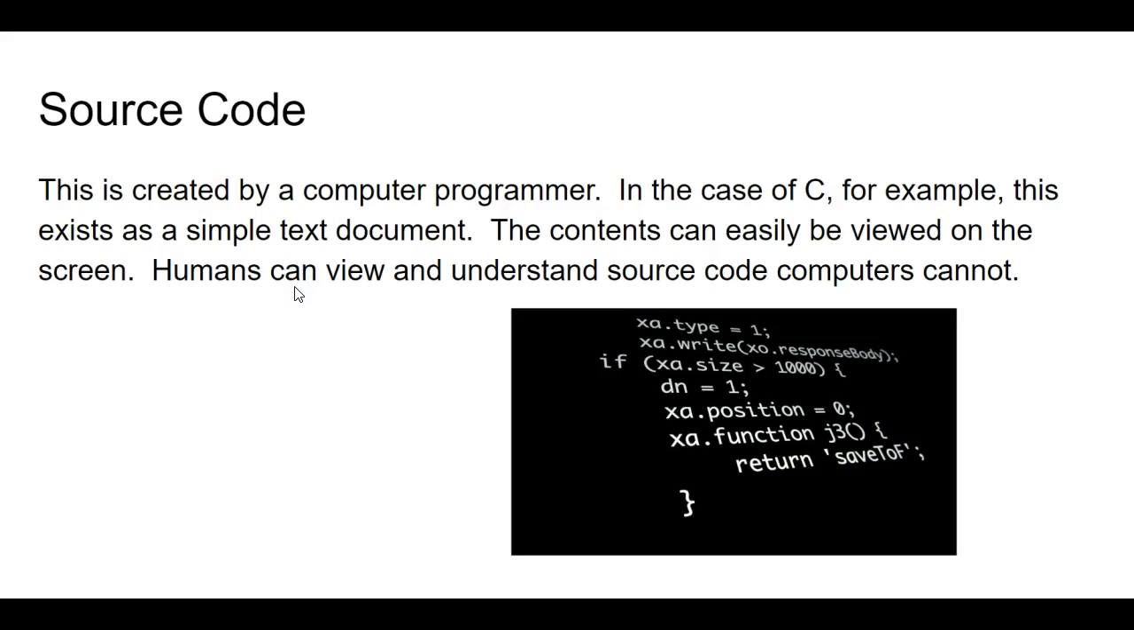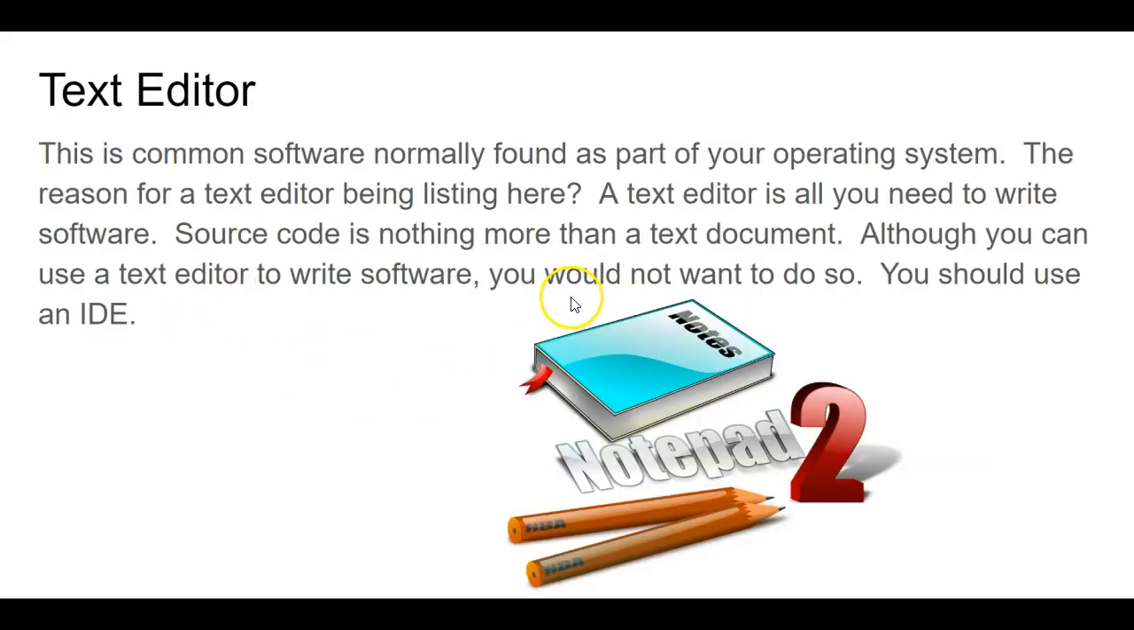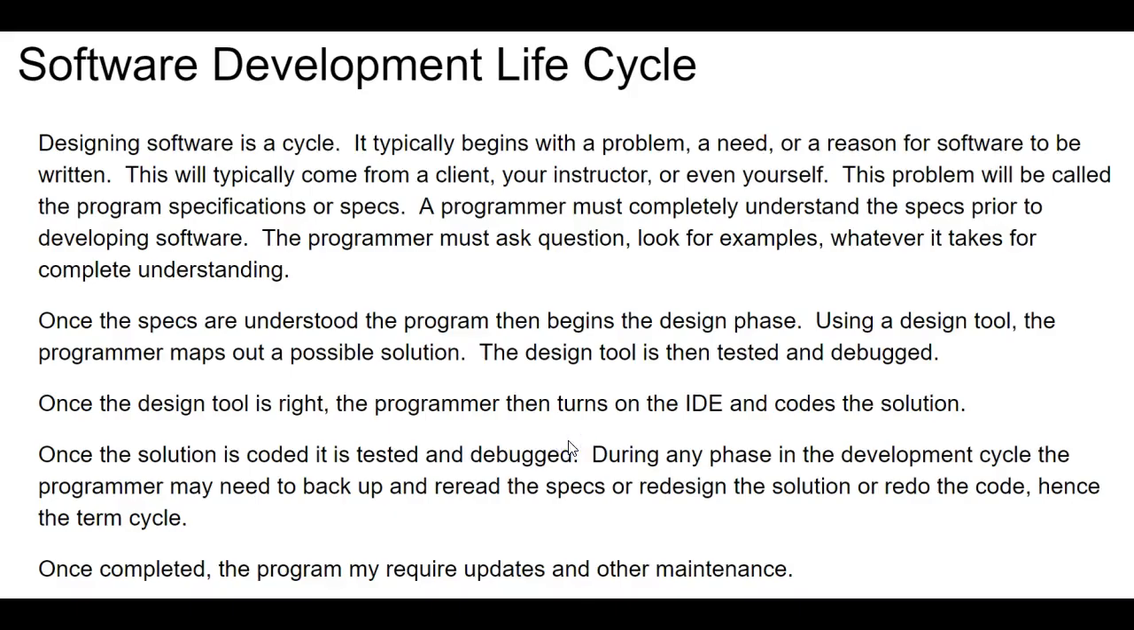Source code, that's the code that you can understand. It's the code that you write. We use a text editor, text document, or an IDE to create it, but it's the part that cannot be understood by the computer, but it can be understood by us. Text editor, why would I talk about a text editor? Because all I need is any old text editor to write source code. Even though that's all I need, I don't want to do that. I want to use what's called an IDE to write my source code.